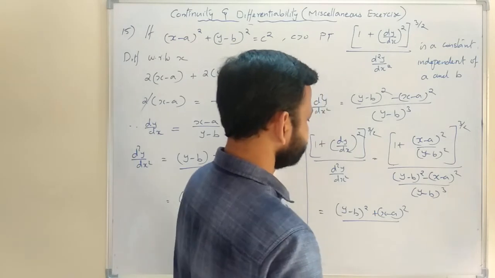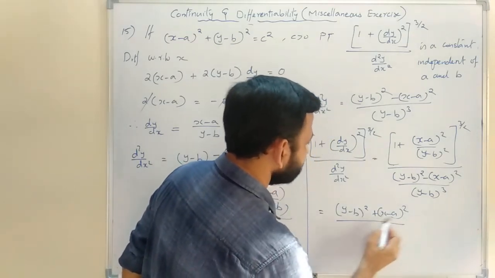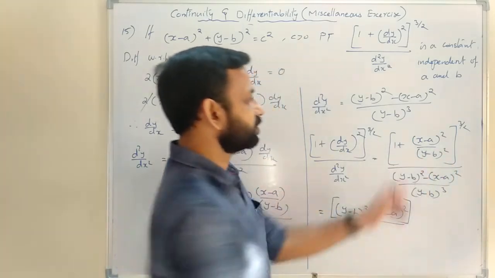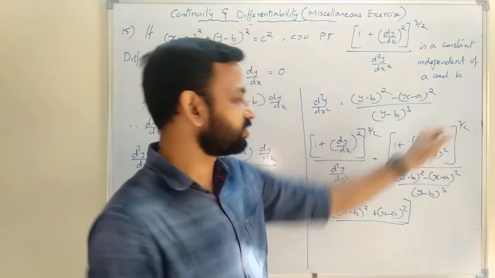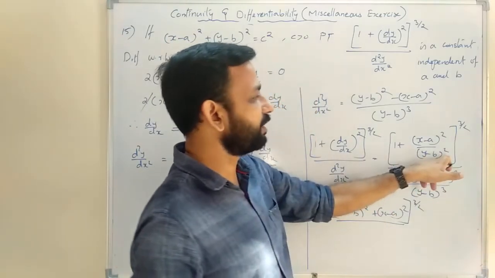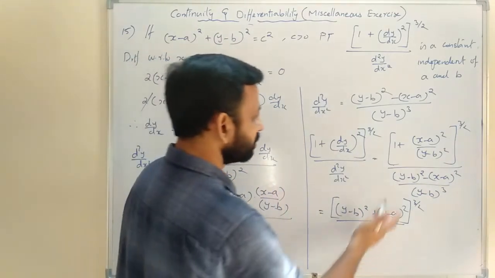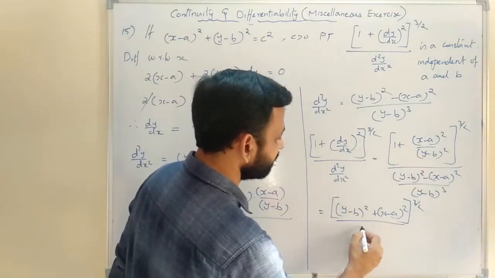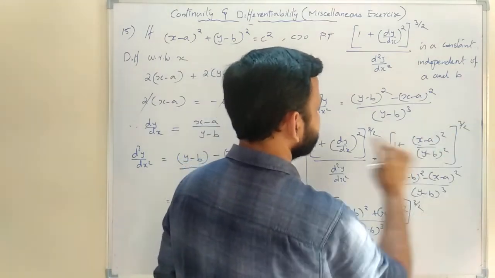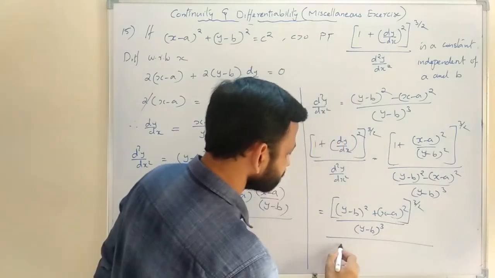This is actually divided by raised to the power, we can separate this one, (y minus b) whole square plus (x minus a) whole square raised to the power 3 by 2 divided by (y minus b) whole square raised to the power 3 by 2. So that 2 and 2 will be cancelled. So we will get (y minus b) raised to the power 3. That is the numerator.